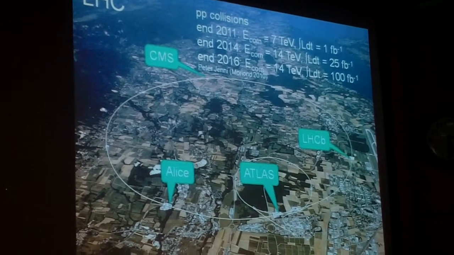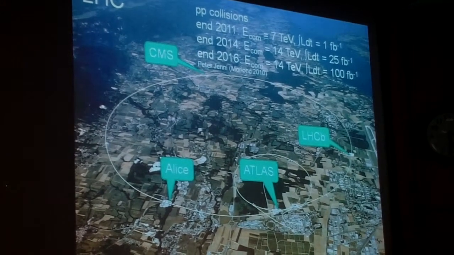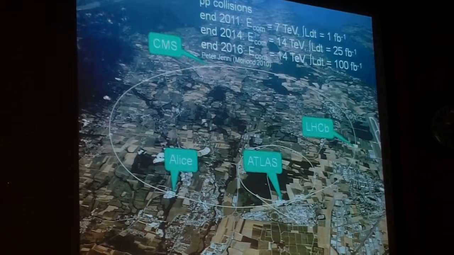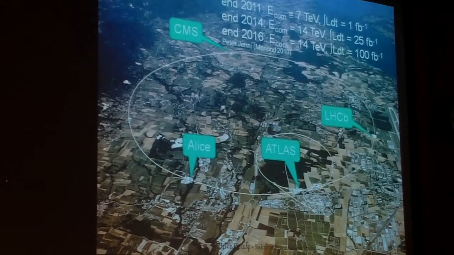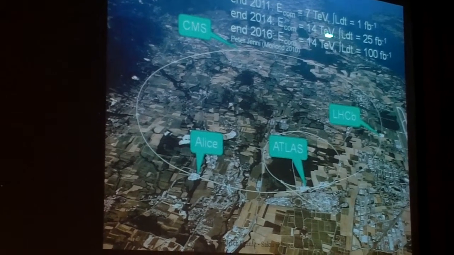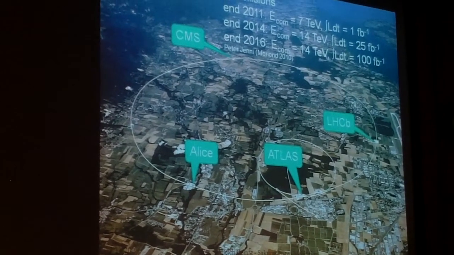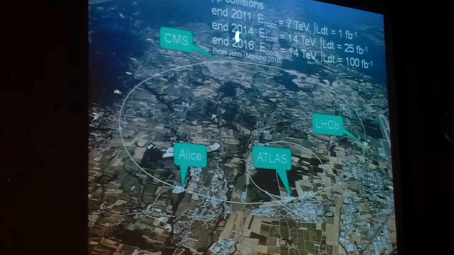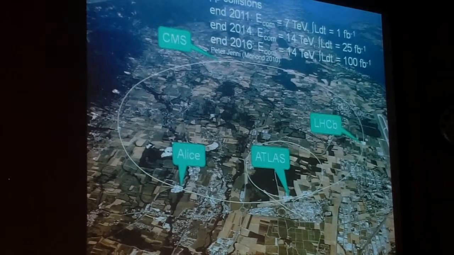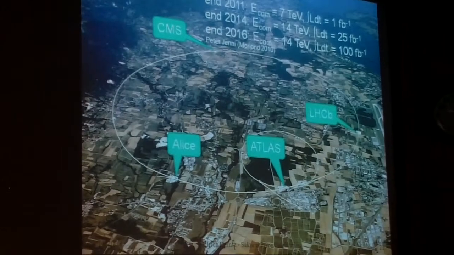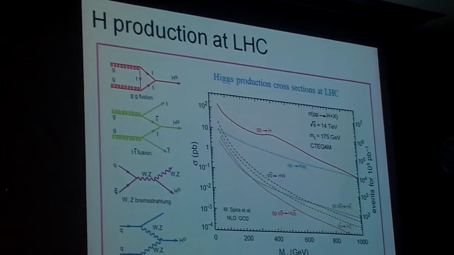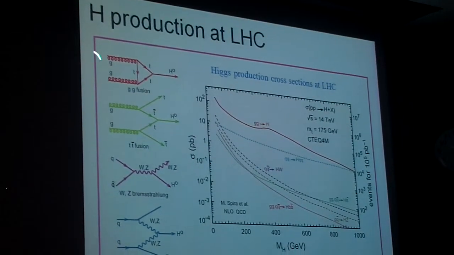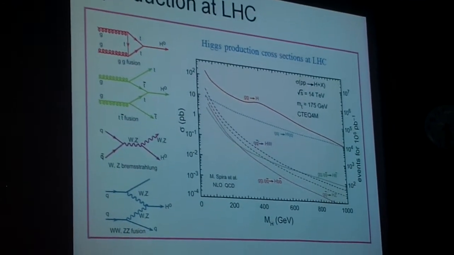Until the end of 2011, we'll be running at a center of mass energy of 7 TeV, in hopes to accumulate an integrated luminosity of 1 inverse femtobarn, and then upgrade to 14 TeV and maybe 25 inverse femtobarn by the end of 2014, and lots more by 2016. We've seen this already. Higgs boson production is very similar to the Tevatron. The dominant mode is gluon fusion.